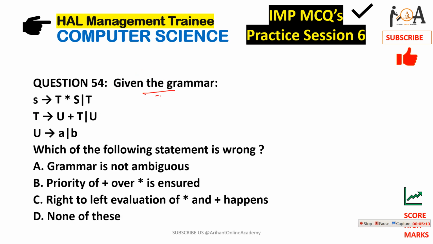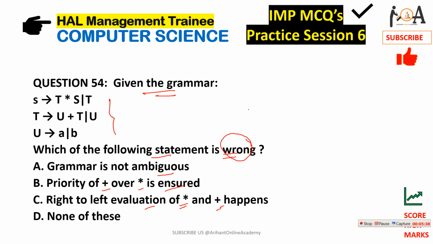Next one: a grammar is given to us. Which of the following statements is wrong? Option A: the grammar is not ambiguous. Option B: priority of plus over star, that is multiplication, is ensured, and right to left evaluation of star and plus happens. And none of these. So which of the following statements is wrong?